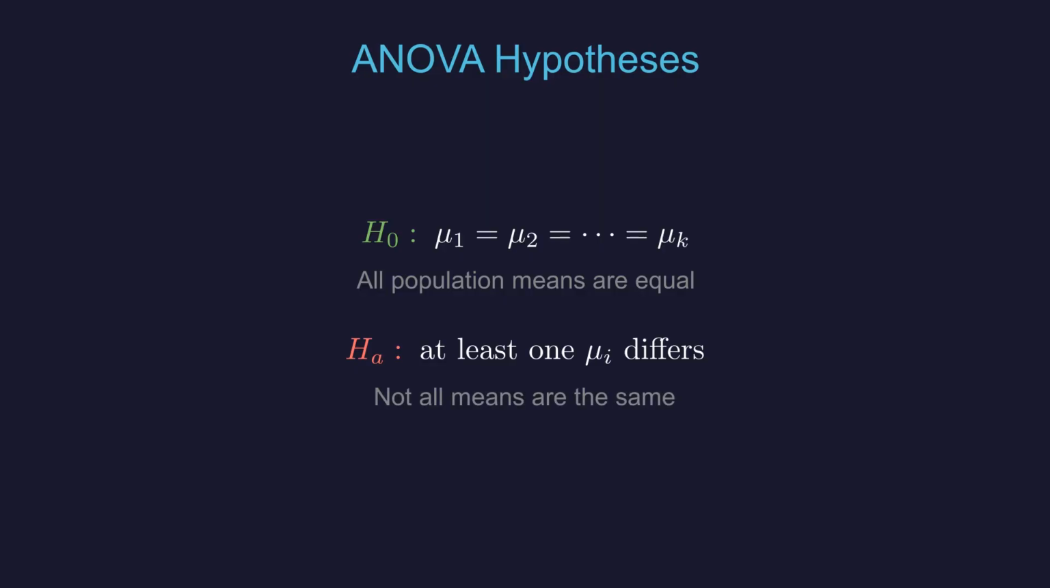The ANOVA hypotheses are straightforward. The null hypothesis states that all K population means are equal. The alternative says at least one mean differs from the rest. Importantly, the alternative does not tell us which means differ. For that, we'll need post hoc comparisons, which we'll cover later.